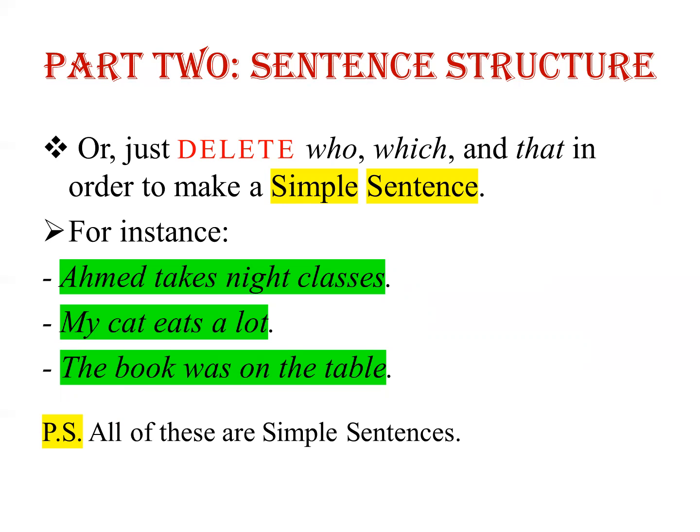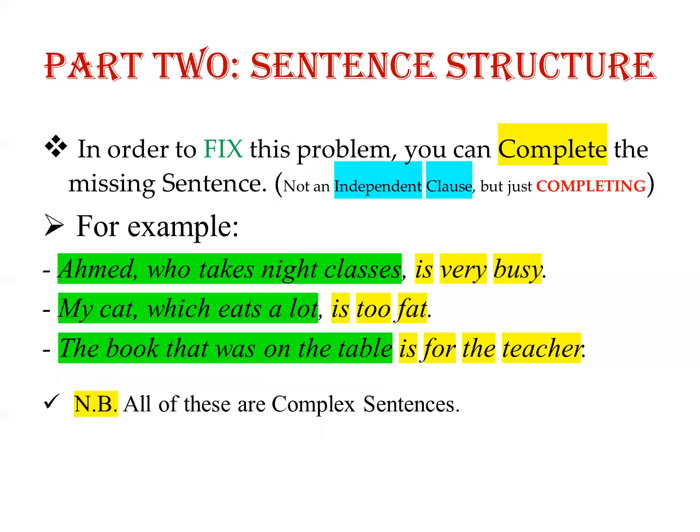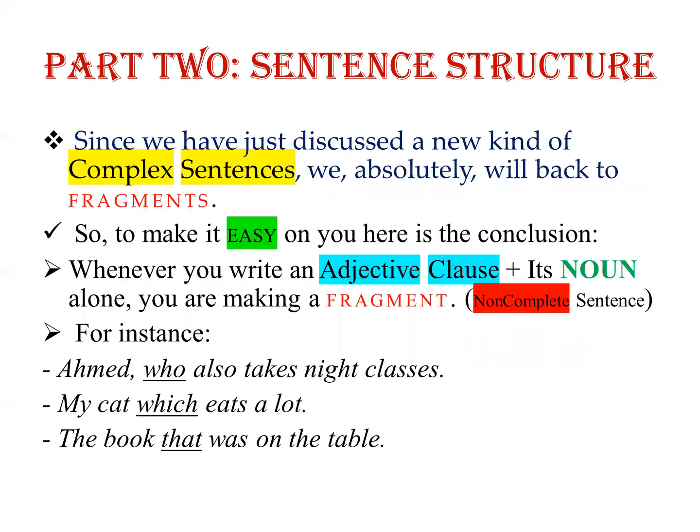Okay, right now, going back to what I have just said, how can I have a complex sentence if you have just said that we don't need an independent clause? I said before that the adjective clause is a dependent clause. But here, we are making a fragment if we join the adjective clause with its noun. So here the problem is that we have a noun.